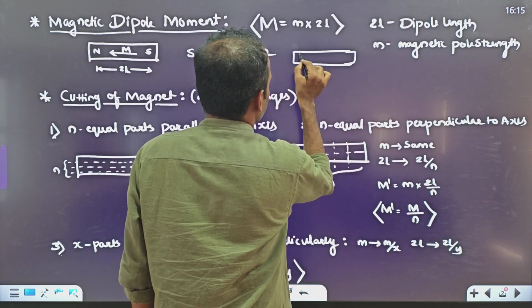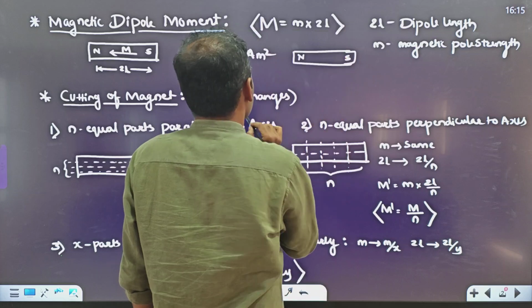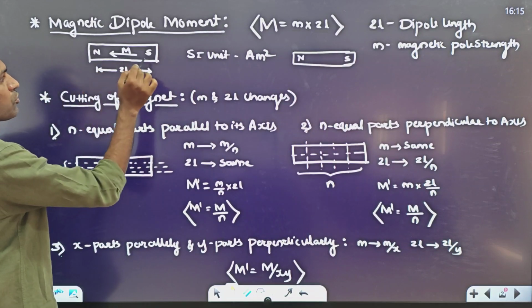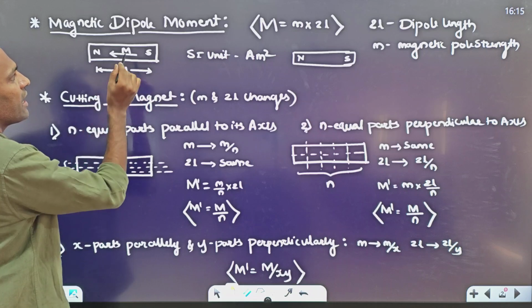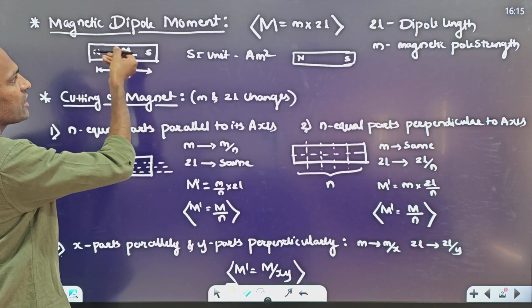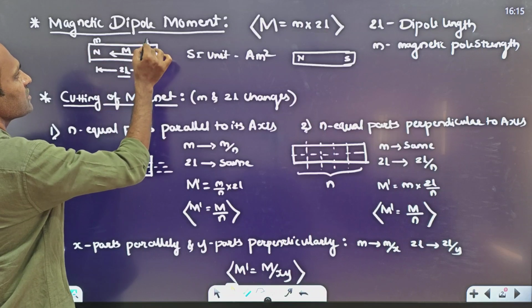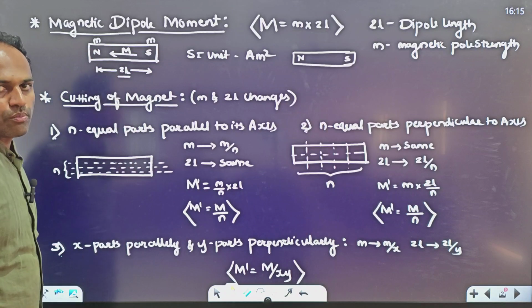See, if this is a bar magnet, the distance between the north pole and south pole is called the dipole length, and magnetic moment is always directed from south to north. Pole strength is something related to the pole. It is the attracting capacity of that pole, right?